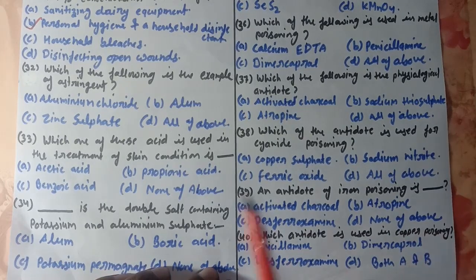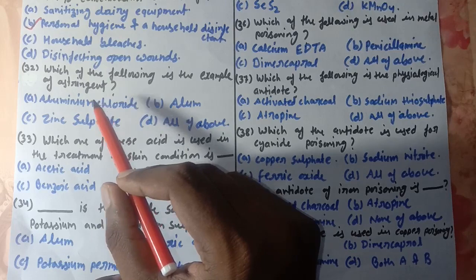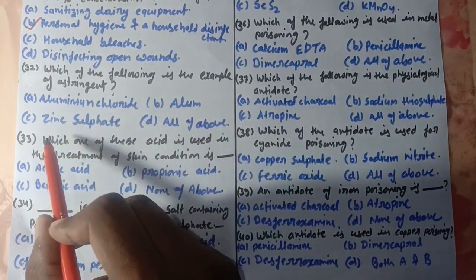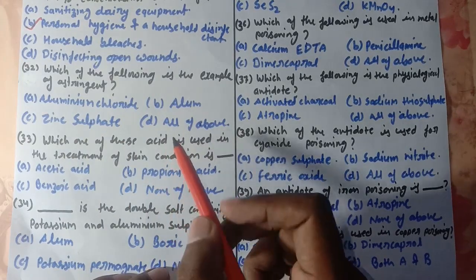Question number 32. Which of the following is an example of astringent? Option A, ammonium chloride; option B, alum; option C, zinc sulfate; option D, all of above. So the answer is D, all of above.